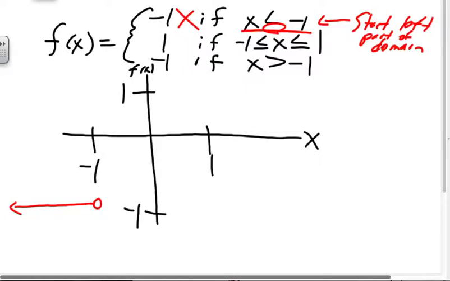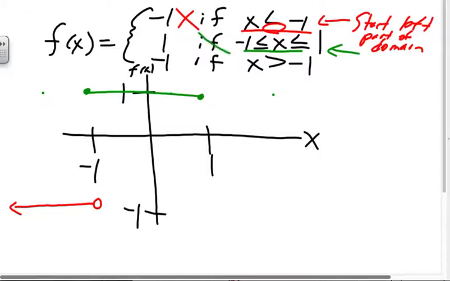Now let's come down and do the next one. And here I'm looking at 1, which is up here. So I'm looking at something off like this. But it's 1 if it's between -1 and 1, including those points. I'm going to go to -1, go up to 1, plot my point, and color it in. I'm going to go up to 1, 1, plot my point, and color it in. And I know that between those two values, it's equal to 1.